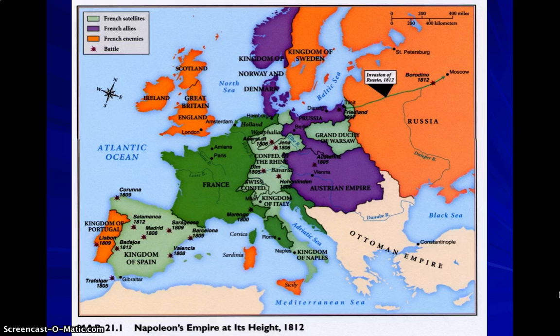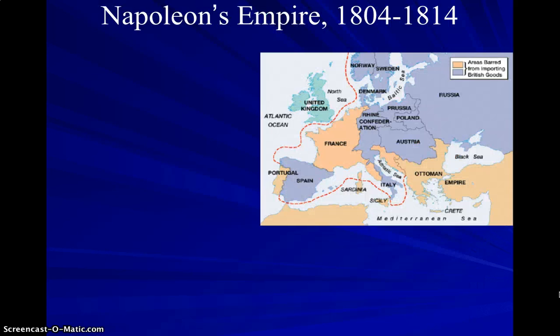But in terms of pretty much all of Western and Central and even into parts of Southern Europe, Napoleon is in charge of all of this. So he has a massive empire, which may be one of the reasons why he thought it would be a good idea to invade Russia.